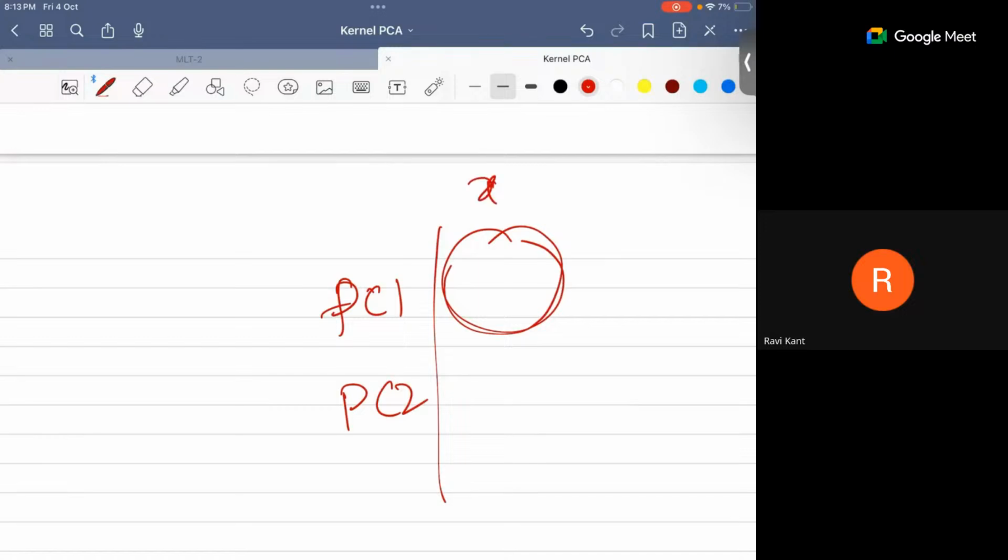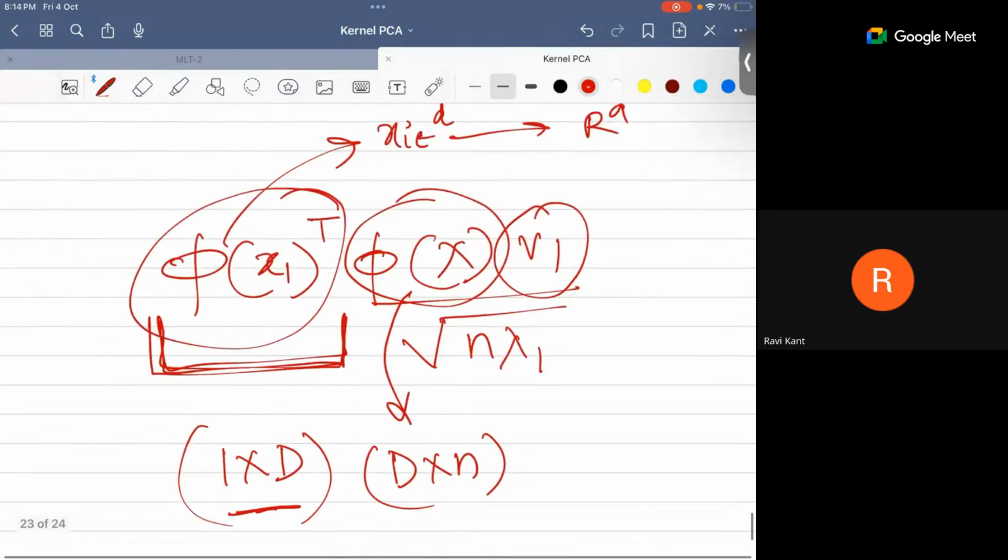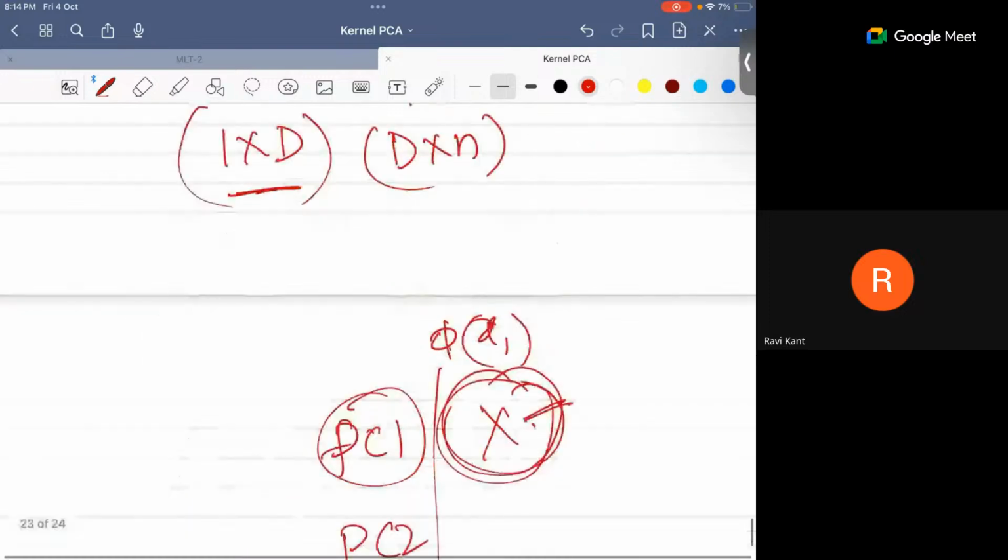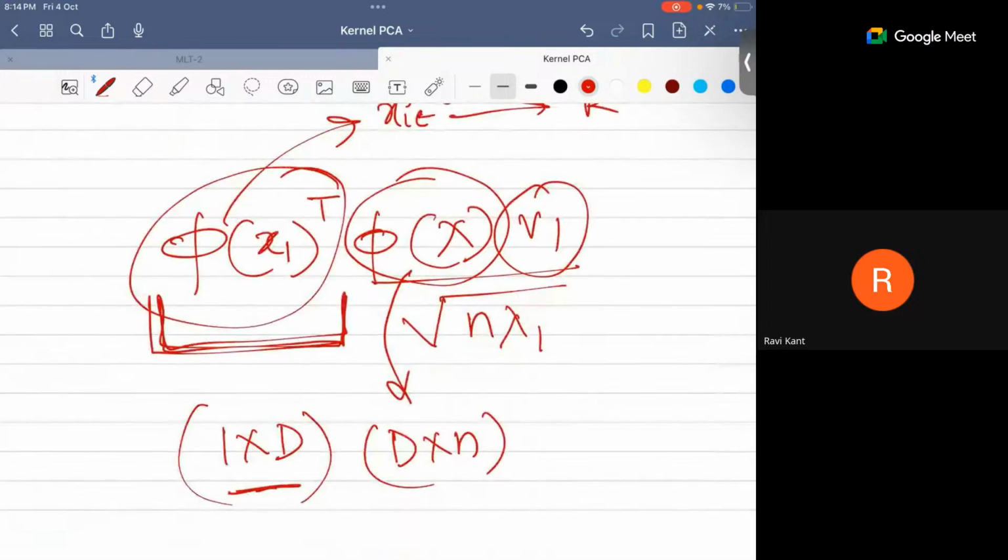So, for example, for this phi x1, I want to calculate this value, which is the projection of phi x1 on PC1, correct? This is what I want to calculate. This phi x1 is the first vector in the mapped version. And then what is this? This is phi x1.